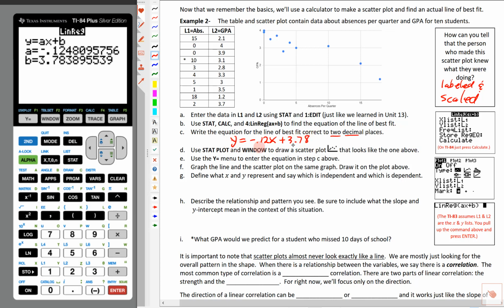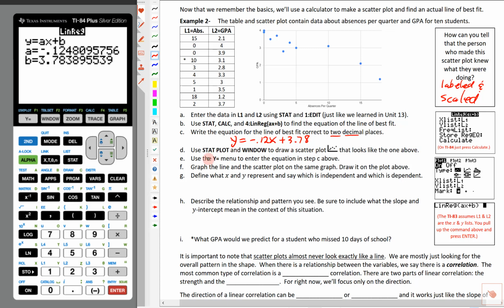Okay, so that is the equation. That is the line of best fit. Okay, very scientific, lots of calculations behind it. That's the one that we're going to use. And the cool thing is, it's kind of like a magic box here. The calculator did a whole bunch of work for us.